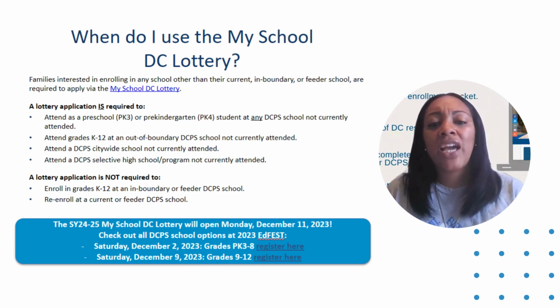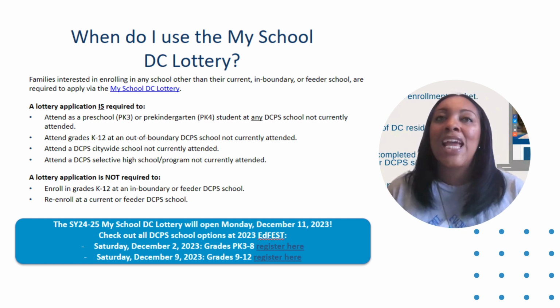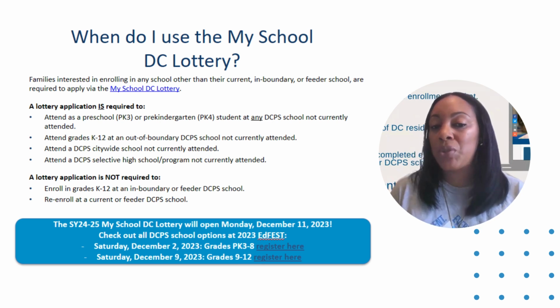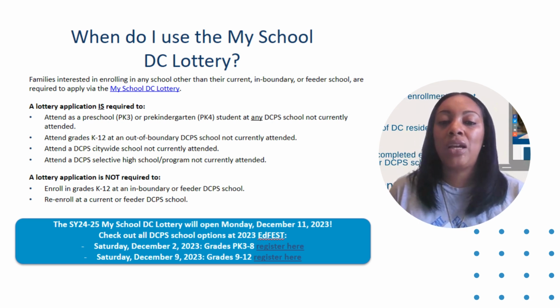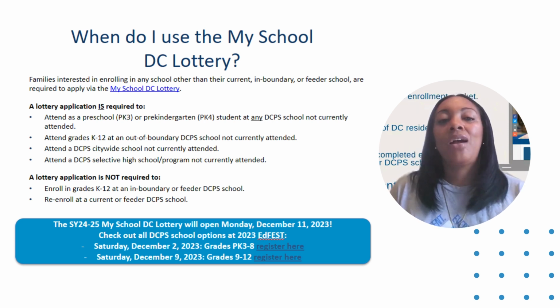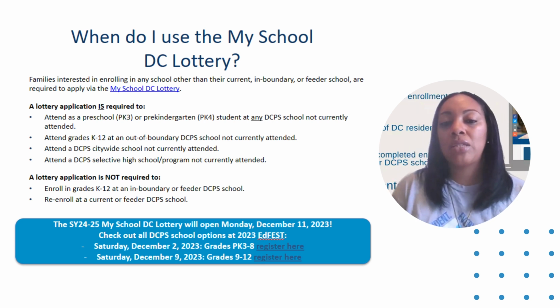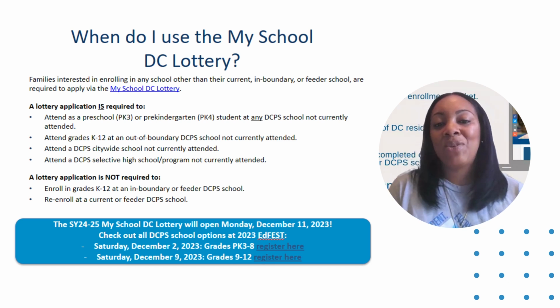And then you can check out all DCPS school options at the 2023 expo. This year, the expo will be in person. And another change is that we will have two expos. On Saturday, December 2nd, 2023, that is for grades pre-K3 to grade 8. So if you're interested in those grades, please come and see us. Saturday, December 9th, 2023, if you're interested in grades 9 through 12, please come out and see us.